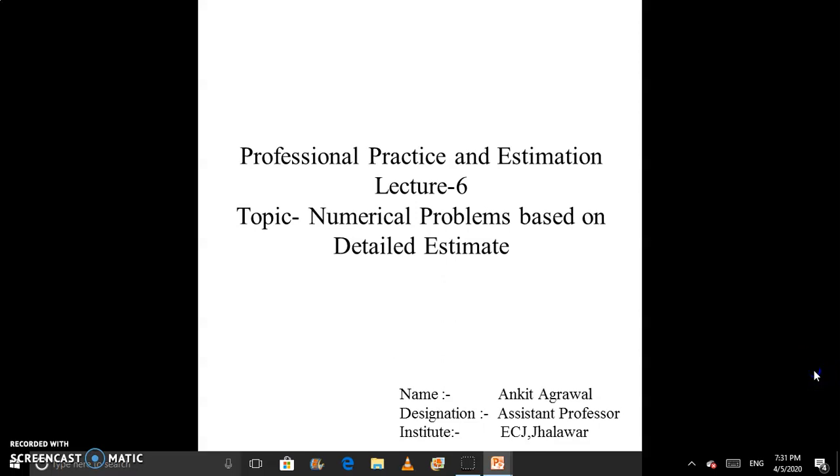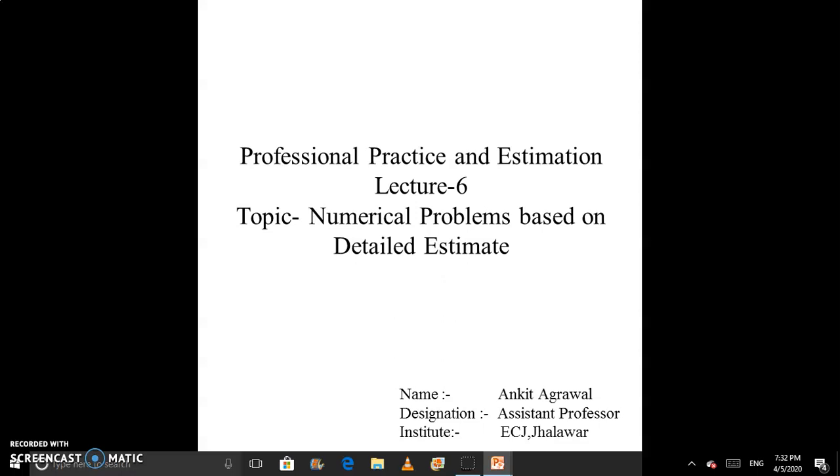Hello everyone. Today's lecture topic is a numerical problem based on detailed estimate. In our previous lecture, we already studied the types of estimates. There are various types of estimates, of which we consider only two types, the detailed estimate and the approximate estimate. In the previous lecture, we finished our numerical problem based on approximate estimate.